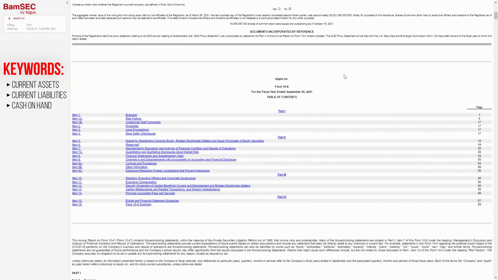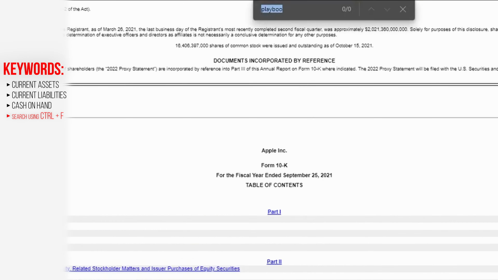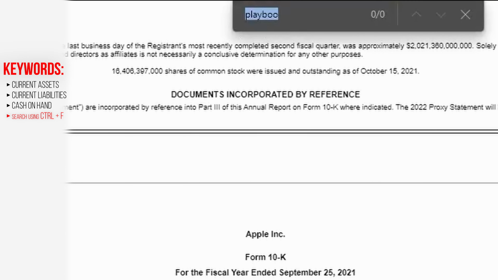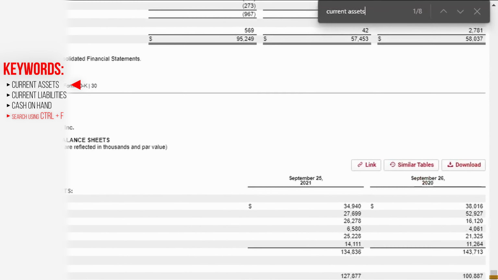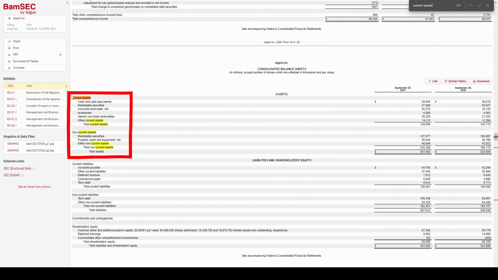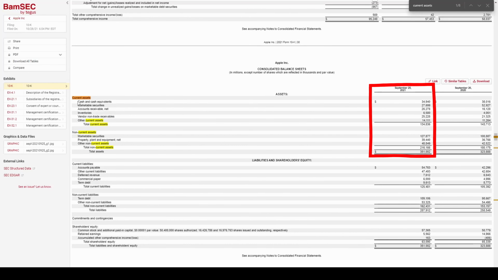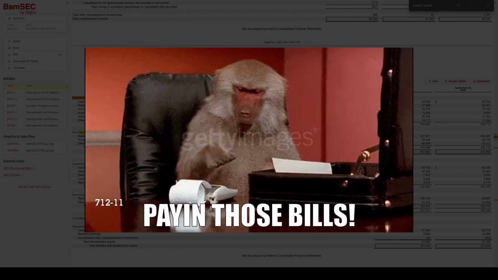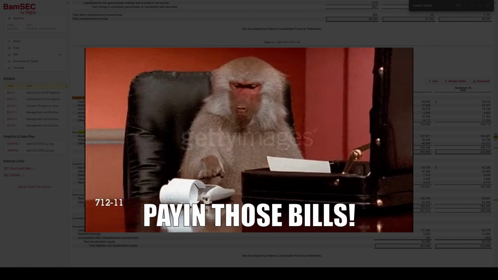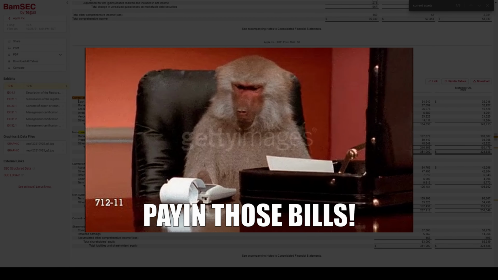If we go back to this website here, we can do Control F to search up any keywords we're looking for. And for the assets, we will search up current assets. You can see here, it'll pop up all highlighted for you. We can take a look over here. The main things we're going to be looking at are the cash and cash equivalents, since this is pretty much what allows the company to keep running and pay for any expenses like rent, paying workers, and anything else required to keep the company running.